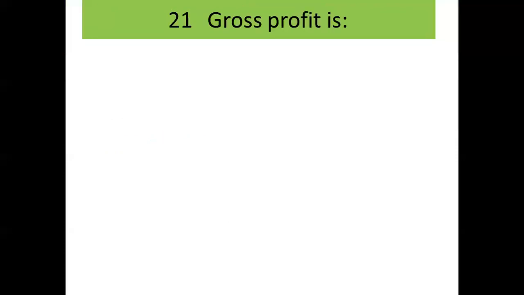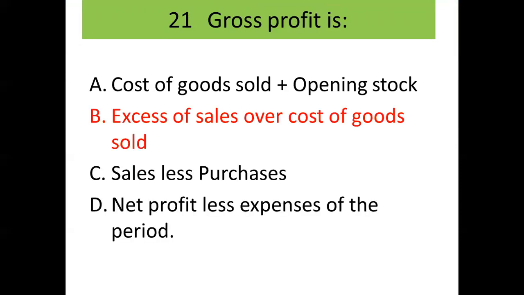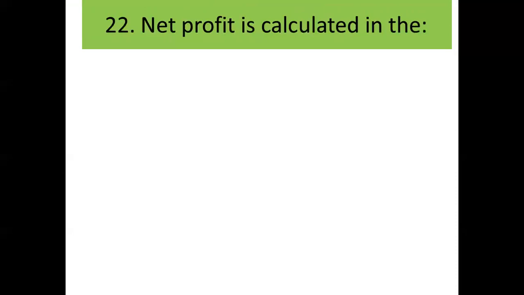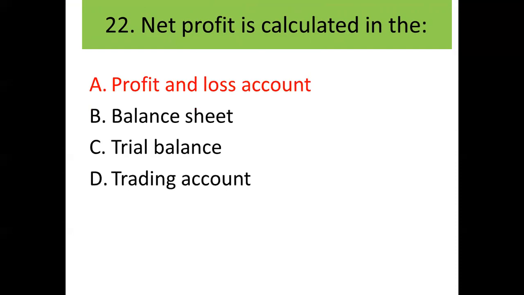Next question. Gross profit is an excess of sales over cost of goods sold. Okay. Question 22. Net profit is calculated in the profit and loss account, not in balance sheet, not in trial balance, and not in trading account. In trading account, we calculate gross profit, and net profit is calculated in profit and loss account.